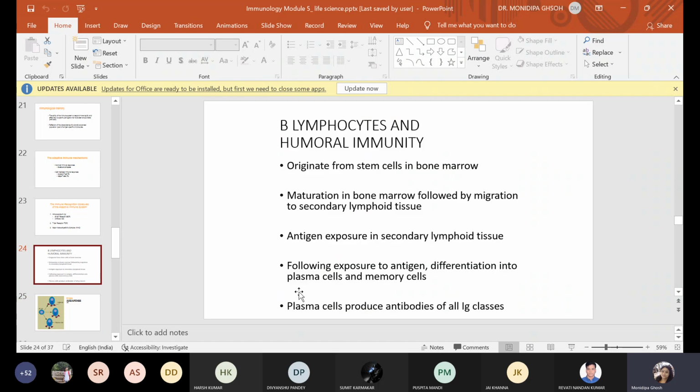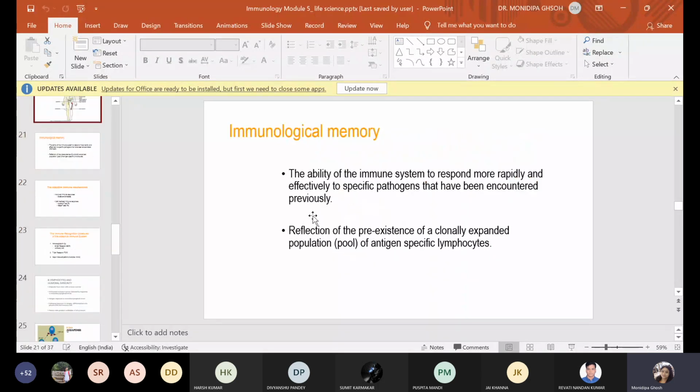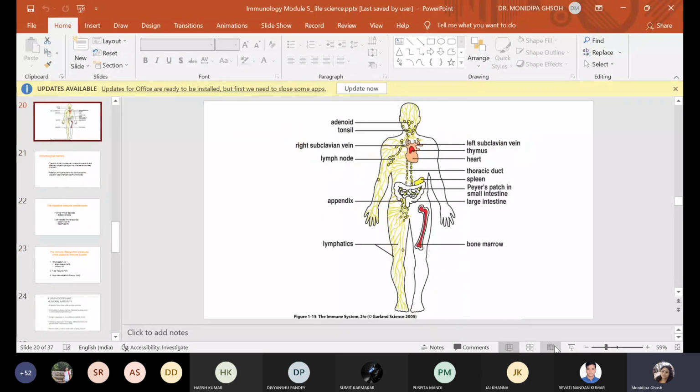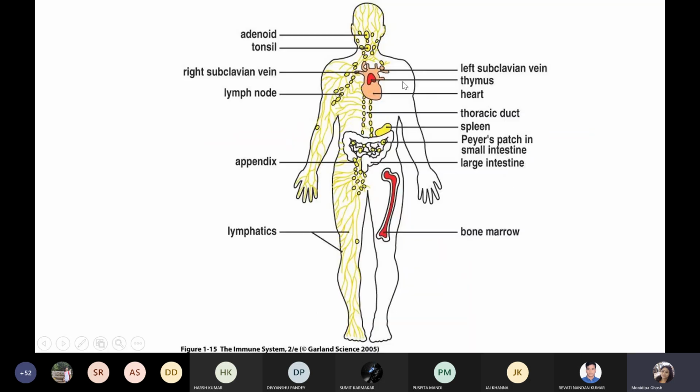The B lymphocytes originate from stem cells in the bone marrow and also mature in the bone marrow. Once they mature, they migrate to the secondary lymphoid tissues, meaning in distant regions of the body there are lymphoid tissues. Let's see this picture. There are different lymphoid tissues: tonsil, adenoid, thymus, then the spleen.